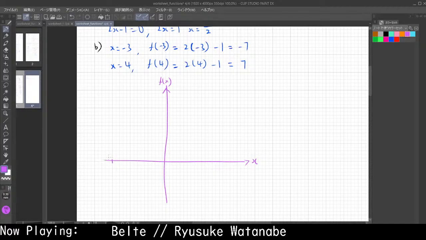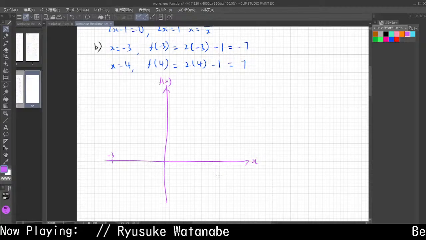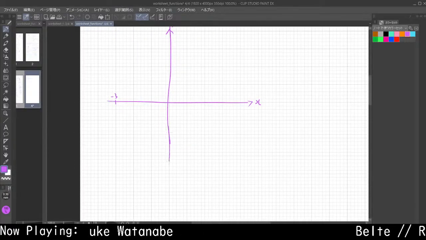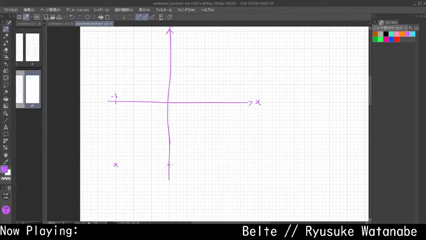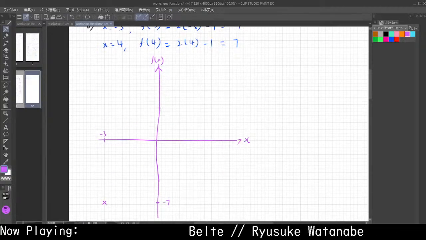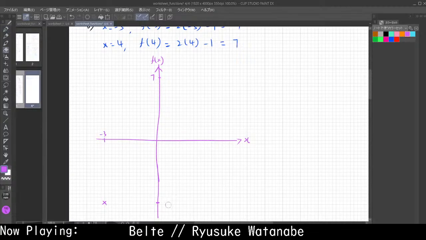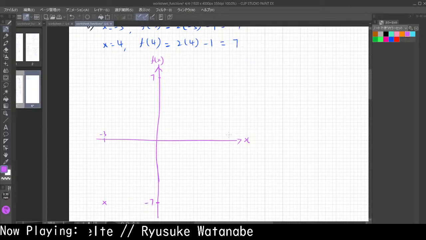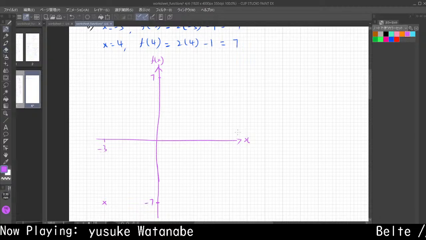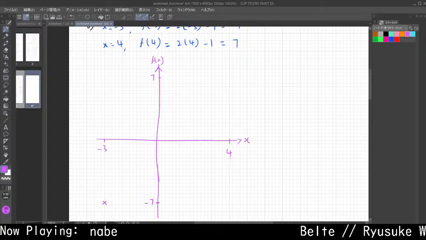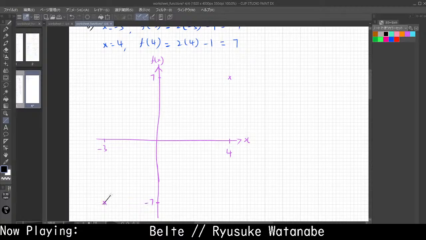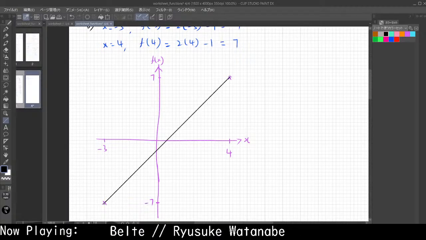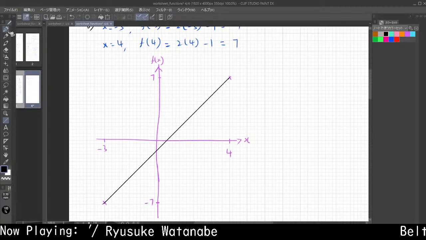-3, -7. Roughly here. I'll just say here. Then 7. Actually, this should be on the left. And then this should be at the bottom. And then 4 is here. So you get this and this and this point. Sum up the line. Ruler. Connect. Okay, there you go.